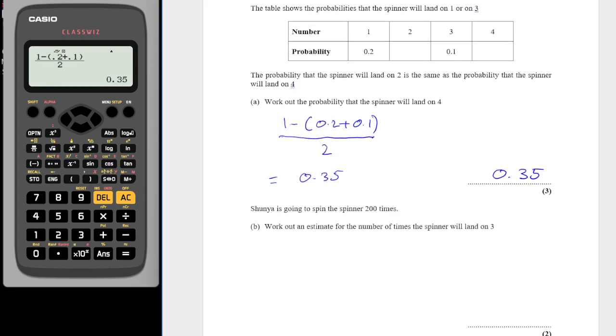Okay, part B. Sonia is going to spin the spinner 200 times. Work out an estimate for the number of times the spinner will land on a 3. So we do 300 times by the probability of it landing on 3, so times by 0.1. So that should be 30, sorry. Got my tens mixed up there. 30.